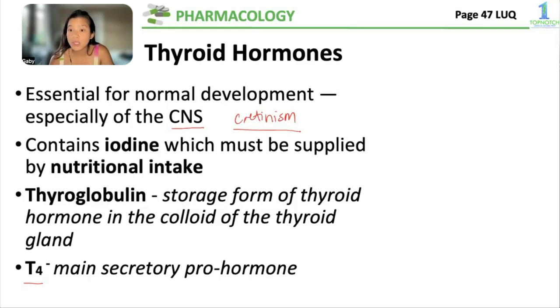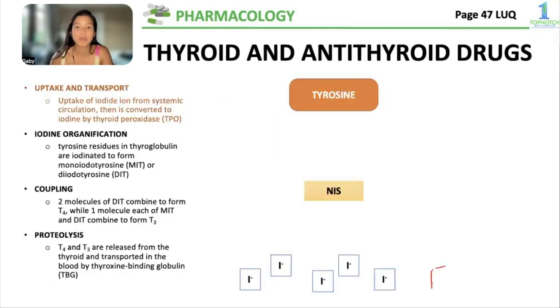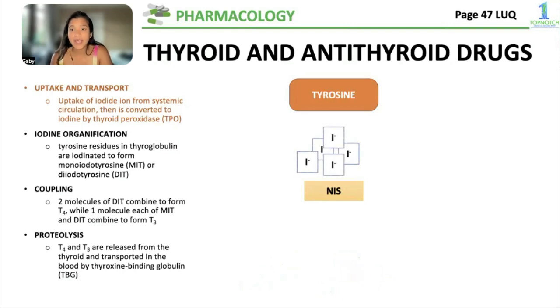However, when we ask about which one is the most biologically active, it is your T3 because it has a much higher affinity for the nuclear thyroid receptor compared with T4. Pero kung yung tanong ano yung mas maraming sinasecrete ng thyroid hormone, it's T4. So let's talk about how your thyroid hormones are created and how different drugs block different steps of thyroid hormone creation. So remember that we have the first step, which is uptake and transport. Essentially, when you ingest iodine in the diet, it reaches the blood in the form of your iodide ion, itong I negative. It then enters the thyroid gland via a transporter called your NIS or your sodium iodide symporter.